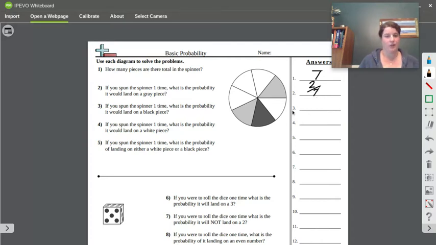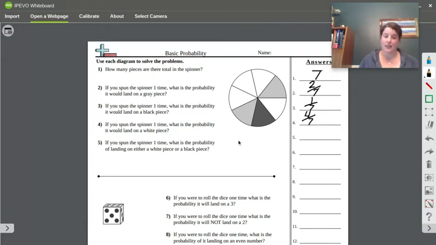Okay, so far so good. If you spun the spinner 1 time, what's the probability it would land on a black piece? We'll just pretend that that's black instead of dark gray. 1 out of 7, because there's only 1 black piece. What's the probability you would land on a white piece? Well, we have 1, 2, 3, 4 white pieces out of 7. It can't be reduced, so we have 4 sevenths for that one.